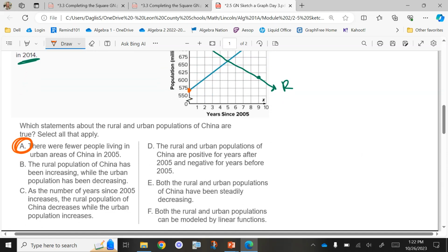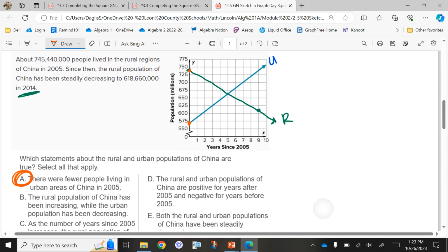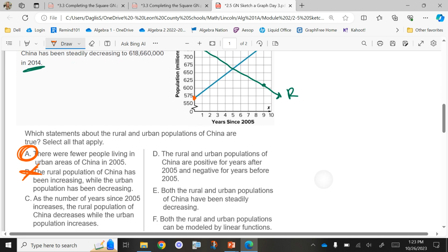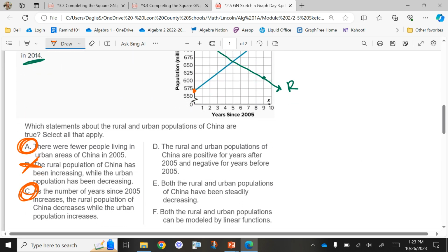Let's see what else do they have going on. The rural population of China has been increasing while the urban population has been decreasing. False. They had it flip-flopped, right? So that one is not true. Cross that out. All right, C. As the number of years since 2005 increases, the rural population of China decreases while urban increases. Do we agree? Rural is going down, urban is going up. Yes. So we like C. C is good.